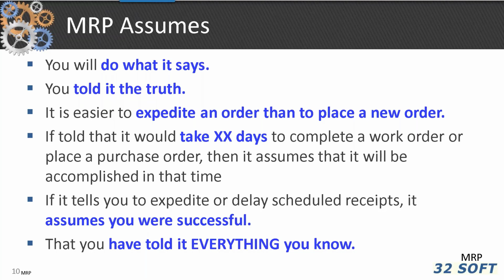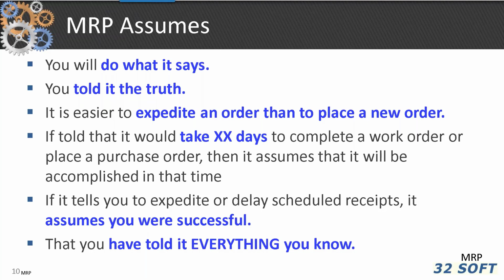It uses what is referred to as the rules of misalignment. We'll talk more about that later. But basically, MRP assumes it's easier to expedite an order than place a new order. If you told it it's going to take X days to complete an order, it assumes it's going to be done in that time. If it tells you through one of its messages to expedite, delay, or some other message, it assumes you are successful at that process and that you have told it everything you know.